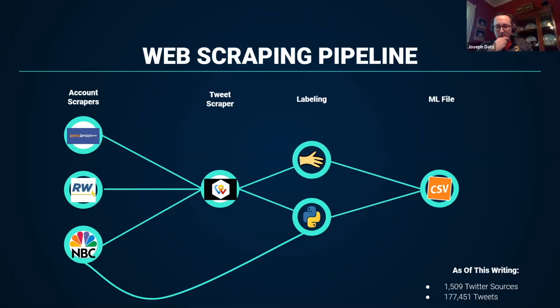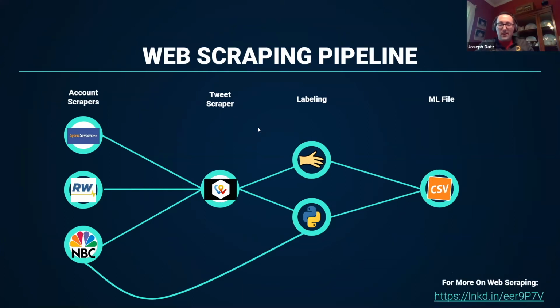Once I do that, I have Python label some of them, because some of the tweets I'm getting off the website are injury statements already. I can label them immediately through Python, and then some I'm doing by hand, and then that gets converted into the CSV file. At this point in time, I have 1,500 sources I'm tracking and 177,000 tweets. If you want to learn a little bit more about web scraping, I have been doing it for a few years, and at that hyperlink is a 30-minute presentation I do on the subject. But at this point, I'm going to swap over to my project partner, Drew, and he'll talk a little bit more about the machine learning algorithms themselves.